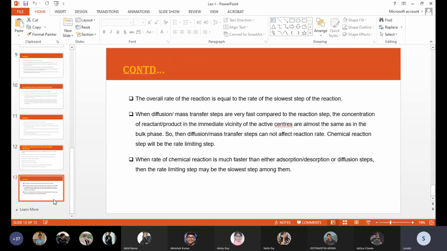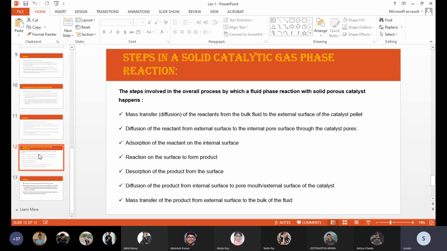Now, the overall rate of the reaction is equal to the rate of the slowest step of the reaction. You know, the slowest step is called the rate determining step or rate limiting step. Look, there are 7 steps: 1, 2, 3, 4, 5, 6, 7. In that, they are going in series, one after another, one after another.